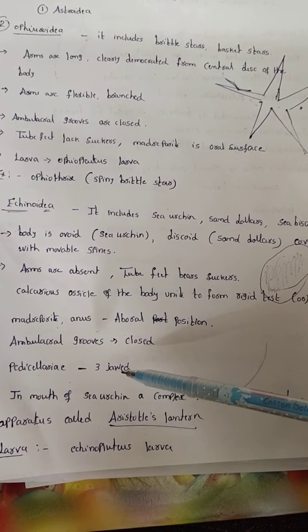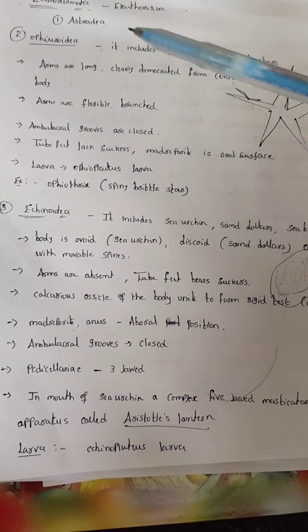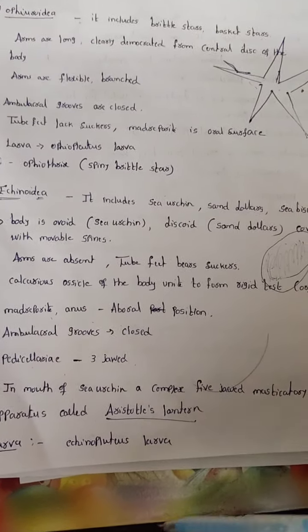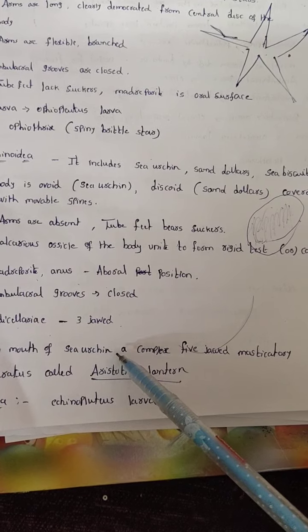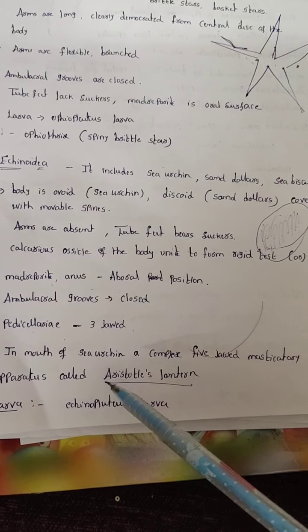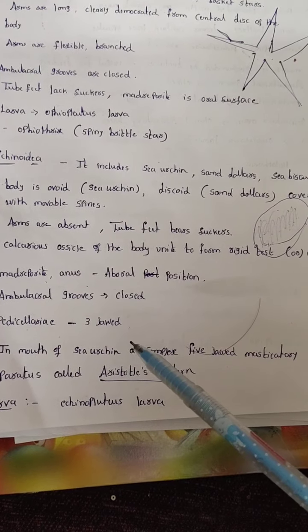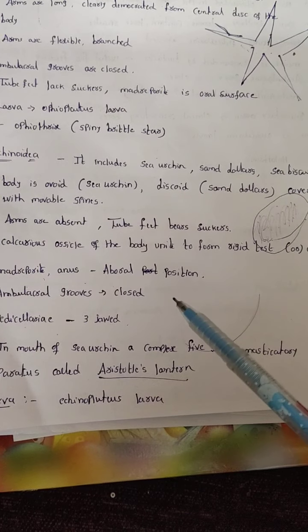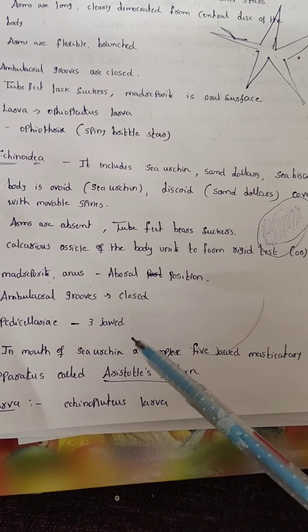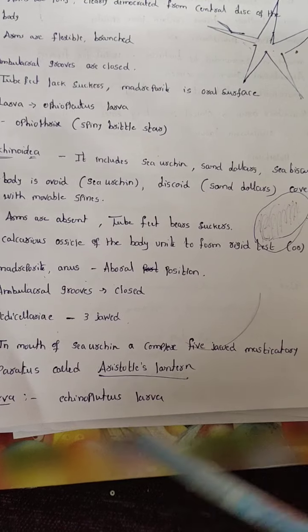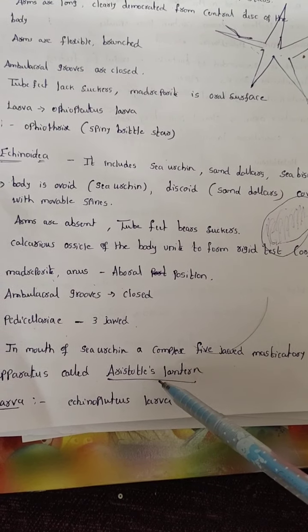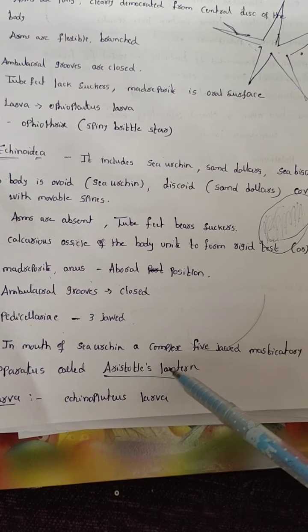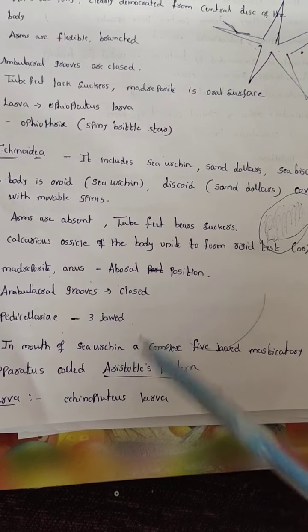Pedicellariae have how many jaws? 3 jaws. For Asteroidea, how many jaws? 2 jaws. And then a very important one, for sea urchins, a 5-jawed masticatory apparatus. Mastication means cutting the food material from complex substances into simple substances. That is called mastication. Now that apparatus is called Aristotle's lantern. It is present in the sea urchins.